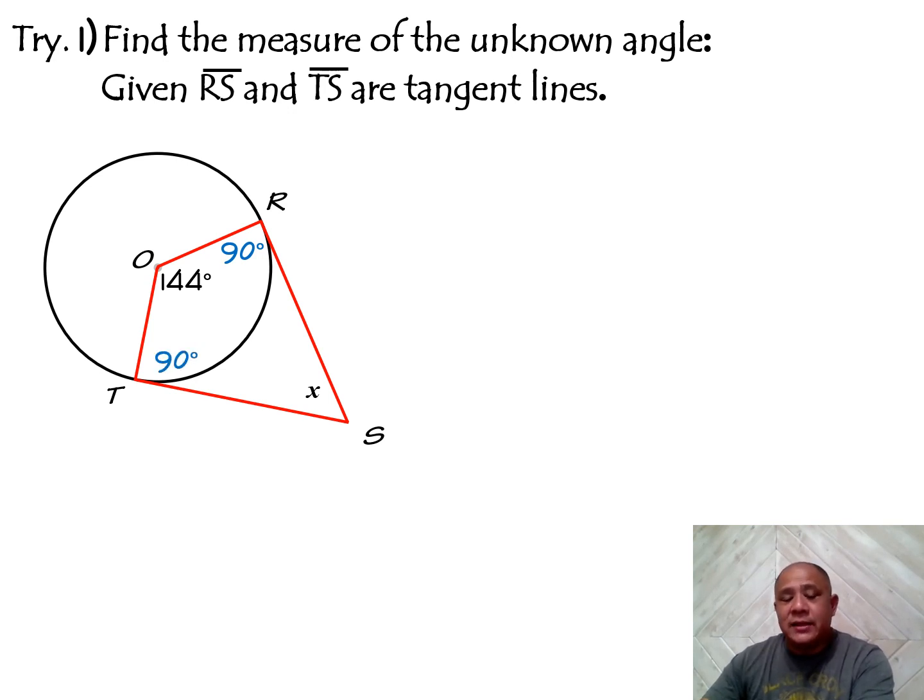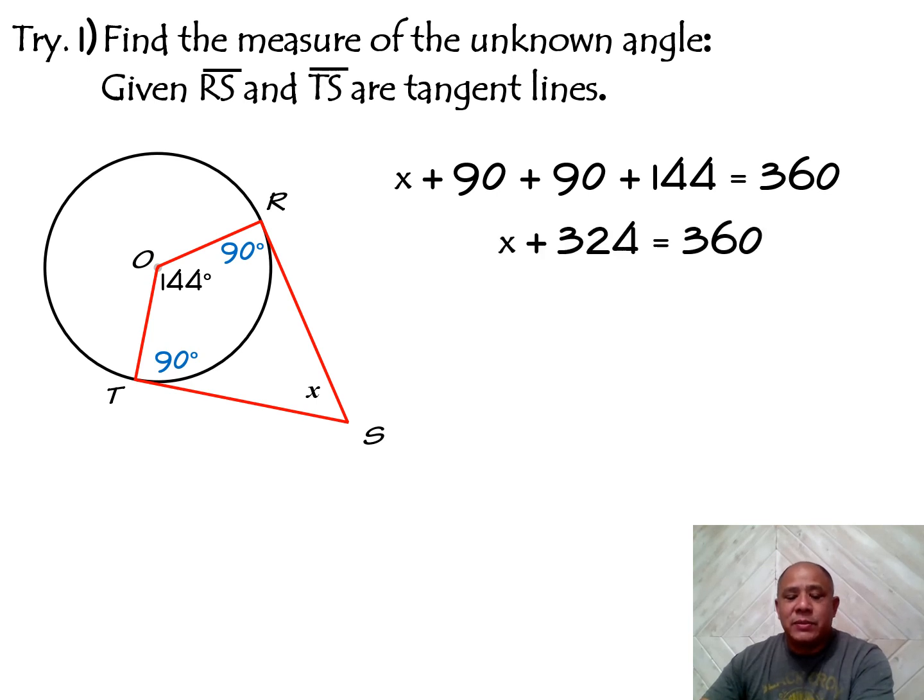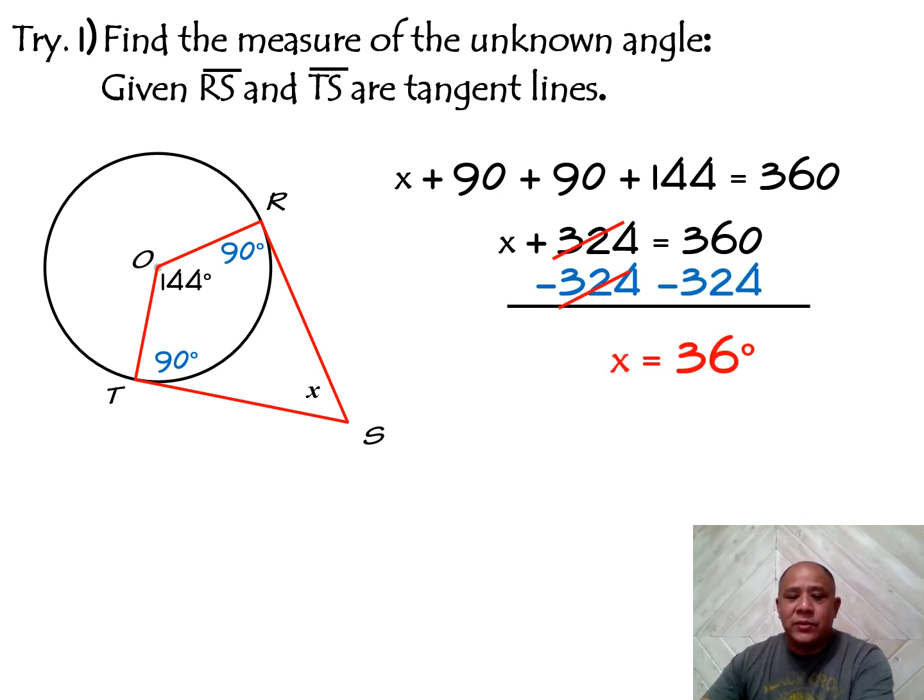So if we know that, then guess what? We can create an equation. So we can say x plus 90 plus 90 plus 144 equals 360. Combine like terms. That's x plus 324 equals 360, minus 324, minus 324. And we find out that x equals 36 degrees. And there you go. If you got that right, good for you. Okay, let's move on to the next one. Example 2.